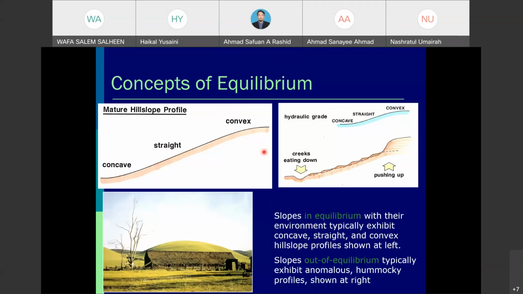So this is an equilibrium situation where they are not exposed to any erosion. Slopes out of equilibrium typically exhibit an anomalous, hummocky profile shown at the right. So it is different after being exposed for several years due to the climate.